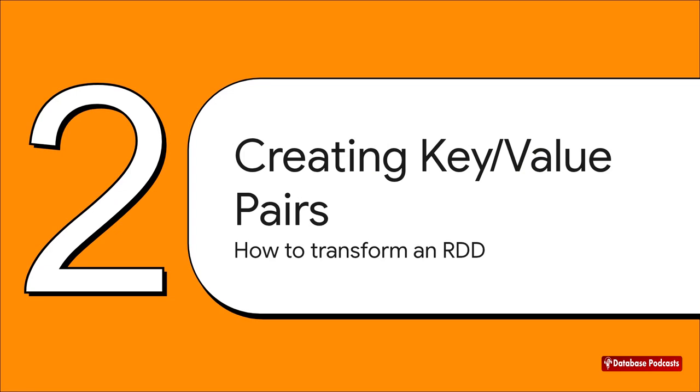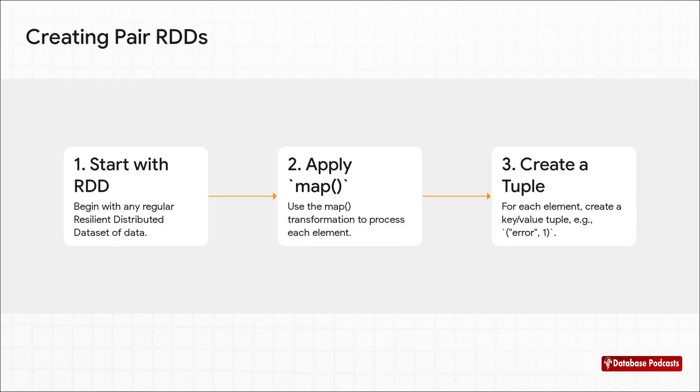All right, so we get it. We need them. The next logical question is, how do we actually make one of these things? How do we take a totally normal collection of data and get it into this special key-value format? The good news is it's actually super simple. You start with any standard RDD, maybe a bunch of log lines you just loaded. Then you just apply a map transformation.